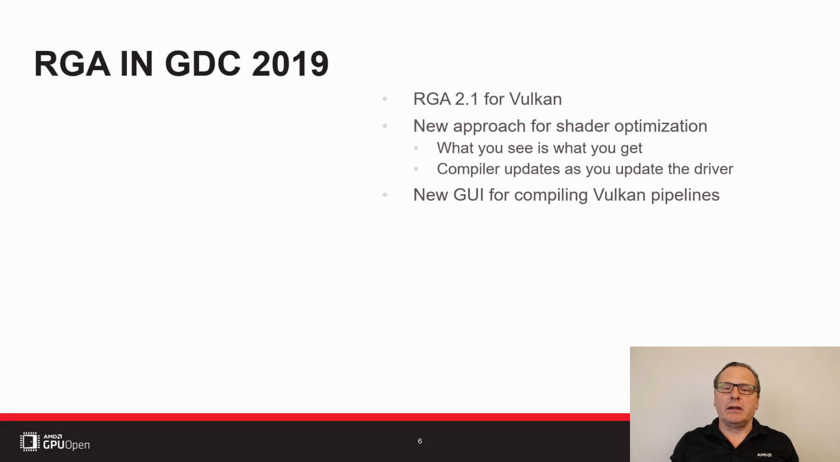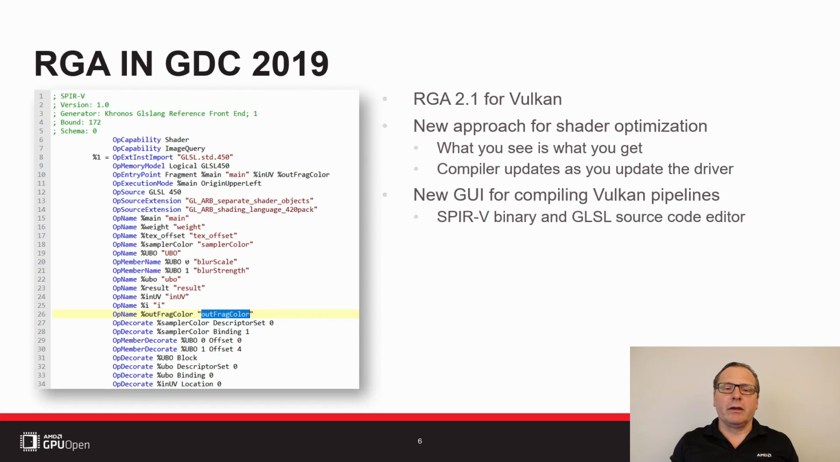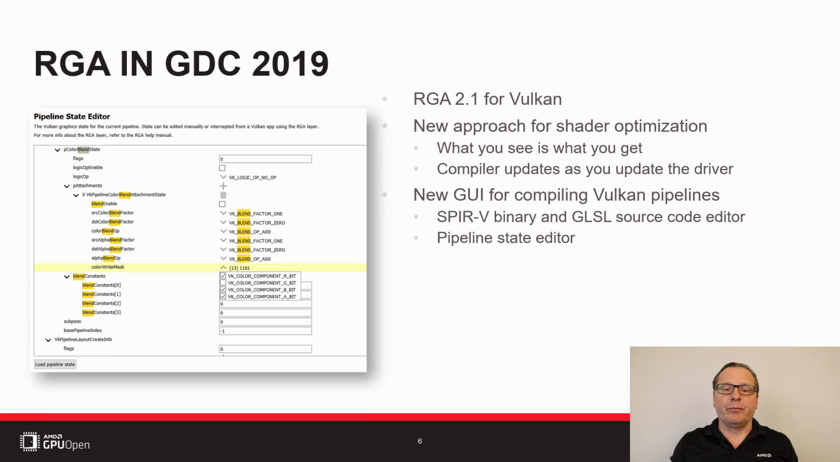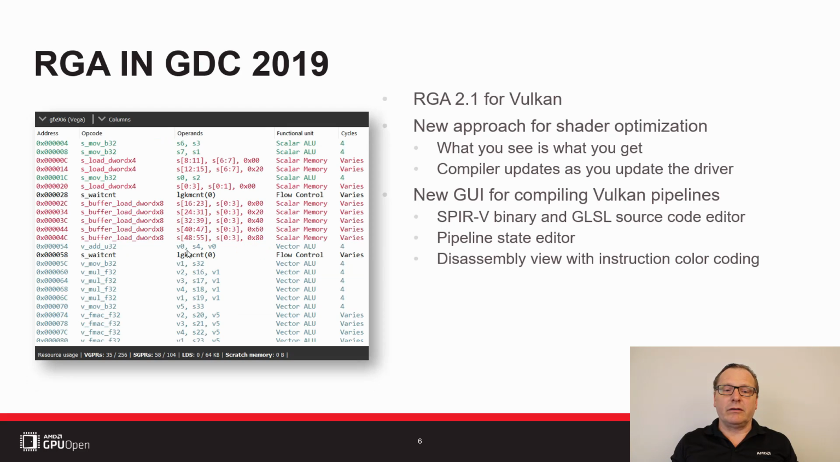Let's have a look at some of the key features of the new UI. There is a source code editor in which, in addition to GLSL, you can edit SPIR-V binaries. When you drop a SPIR-V binary into the app, it is disassembled, and as part of the build, it is reassembled. You can use the pipeline state editor to change the Vulkan API level pipeline state. This, together with the shaders, is then used in the compilation process.